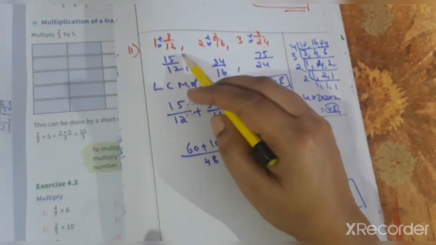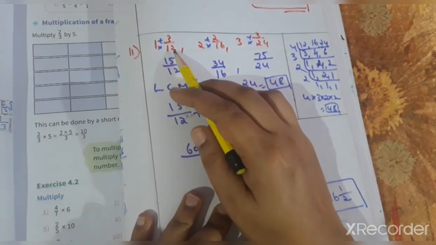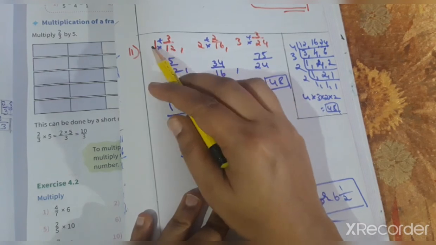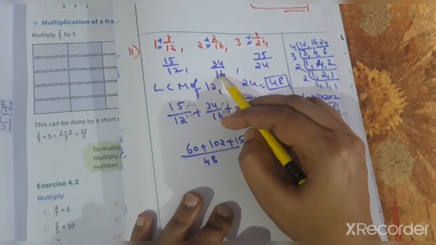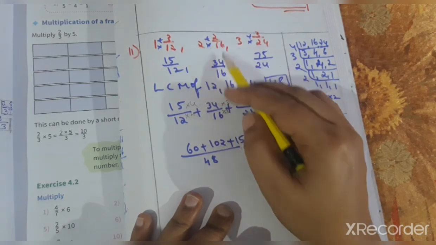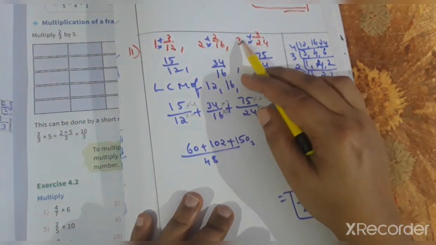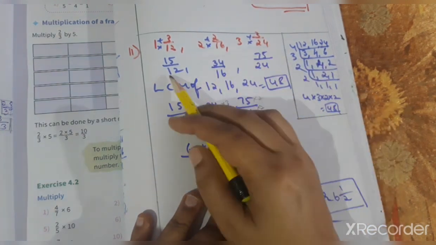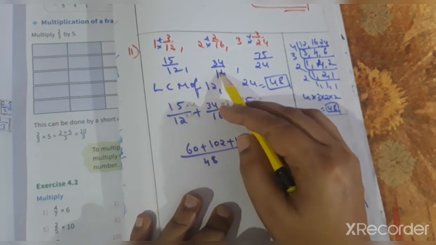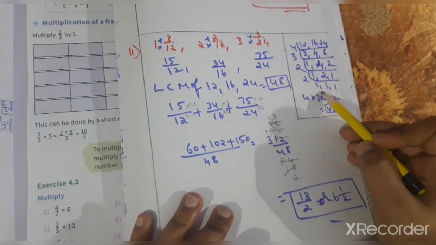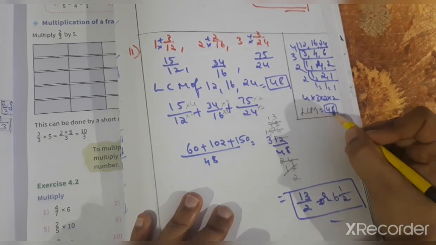Eleventh one, 1 3 by 12, 2 2 by 16, 3 3 by 24. First write 12, then 12 ones are 12, 12 plus 3 is 15. Then first write 16 denominator, then 16 2s are 32 plus 2 is 34. First write denominator 24, 24 into 3 and plus 3 is 75. Unlike fraction, so find the LCM of denominators 12, 16, 24. After finding, LCM value is 48.